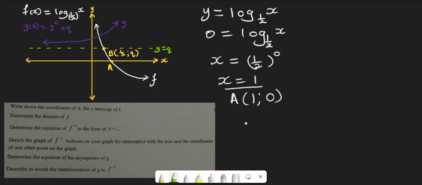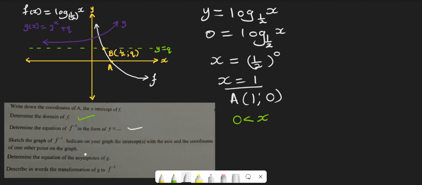On the second question, we need to determine the domain of f. Looking at the function f of x, you can notice that the function doesn't cut or touch the line x equals 0, which is the y-axis, and it doesn't cross that line, which means it is not appearing on the negative x values. So our domain is x greater than 0. This is the answer for number 2. And then now let's go to number 3.